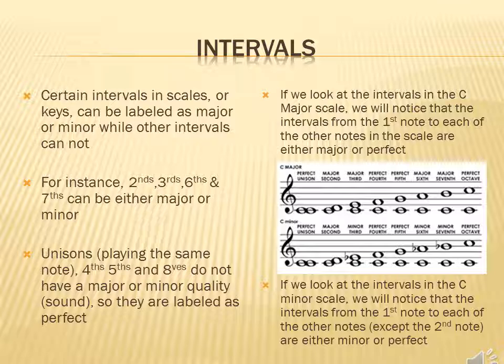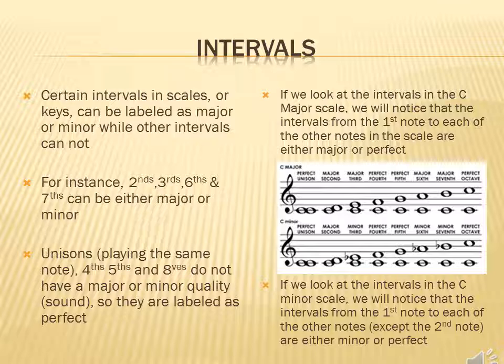If we look at the intervals in the C major scale, we will notice that the intervals from the first scale degree to each of the other scale degrees in the scale are either major or perfect. We have a perfect unison, a major second, a major third, a perfect fourth, a perfect fifth, a major sixth, a major seventh, and a perfect octave.